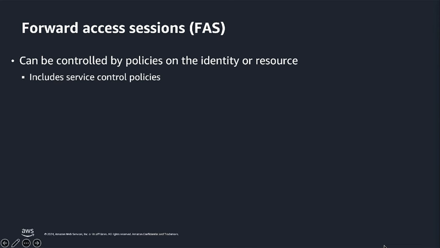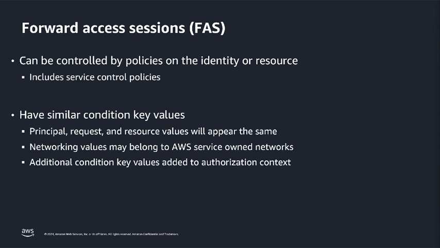FAS requests can also be controlled by policies on the identity and policies on the resource, and this includes service control policies. FAS requests are also going to have similar condition key values to the other request patterns that we've seen thus far. Since FAS requests are actually made by an AWS service, the networking context key values for those requests may belong to networks that AWS services own and not networks that you own. And you'll need to take that into account when building network-based IAM policies. As mentioned, FAS requests also add some additional context keys and values that express what path the request took through various AWS services.